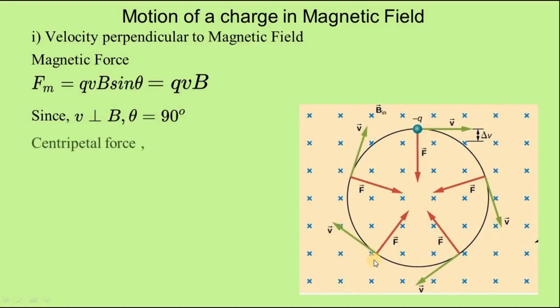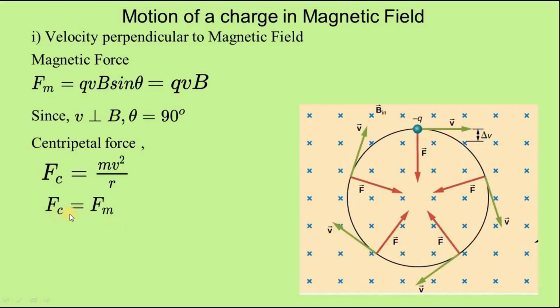When a charge moves along a circular path, it experiences a centripetal force F_c = mv squared by r, where m is the mass of the charge and r is the radius of the orbit. The centripetal force in this case is provided by the magnetic force acting towards the center of the orbit.